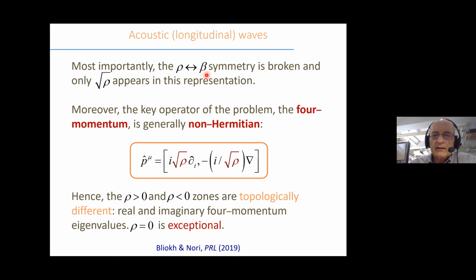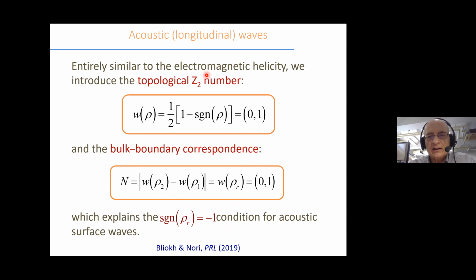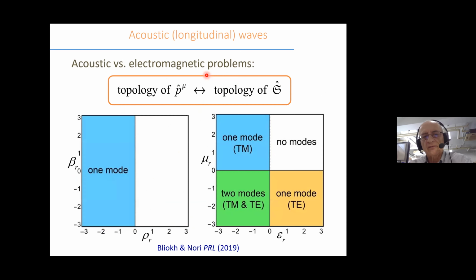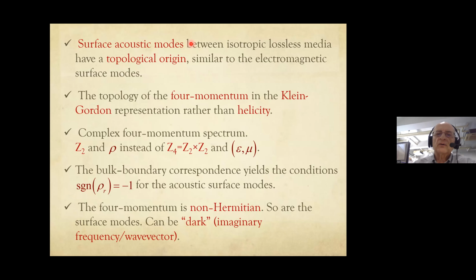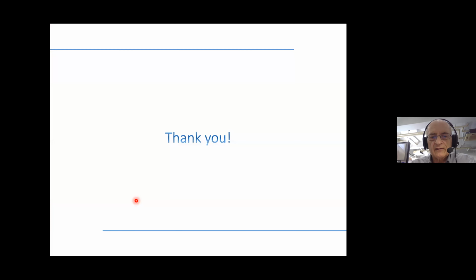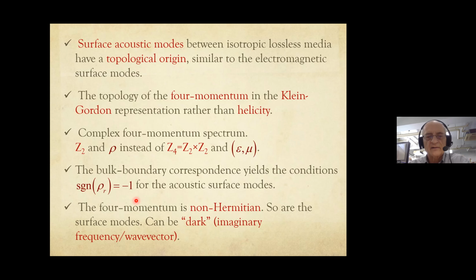So this is the non-Hermitian thing, and then you get the topological number, this one here, and then the conclusions here. For the surface acoustic modes, essentially we did the 4 momentum in the Klein Gordon representation, and then here Z2 is replaced by Z4 for rho, and then these are the conclusions. And thank you very much.